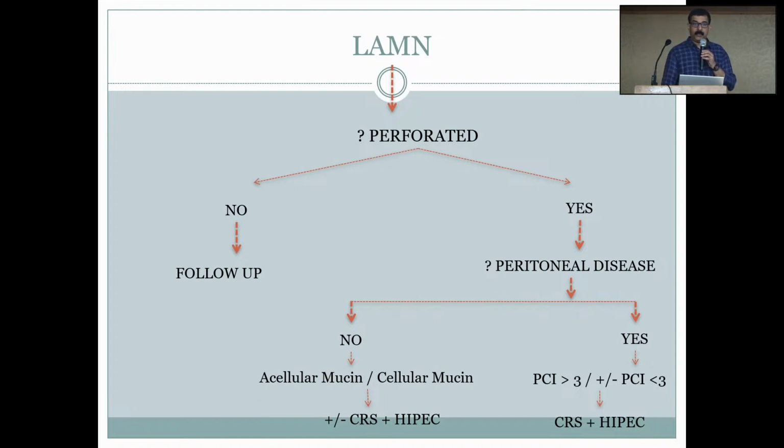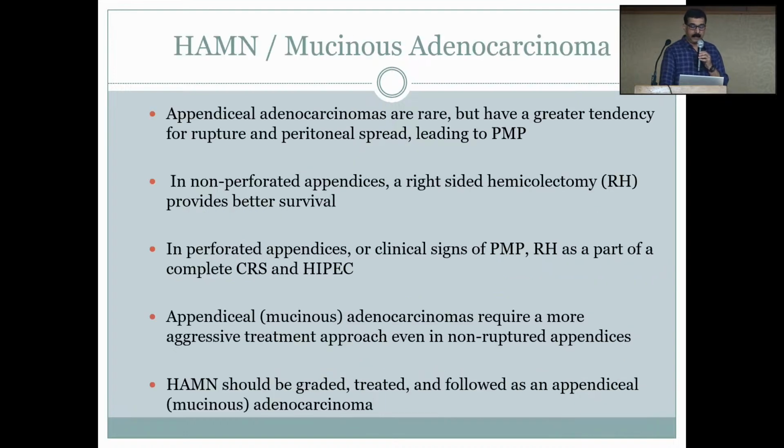But if there is peritoneal disease, we have already seen how to calculate the PCI. If it is less than 3 PCI, we have an option of surveillance, and we have an option of either CRS plus HIPEC. If it is PCI less than 3, that is a very limited mucin, very close to the appendix, limited to the mesoappendix or so, we can have surveillance or CRS plus HIPEC. But if the PCI is more than 3, then definitely it is better to consider CRS plus HIPEC for a LAMN.